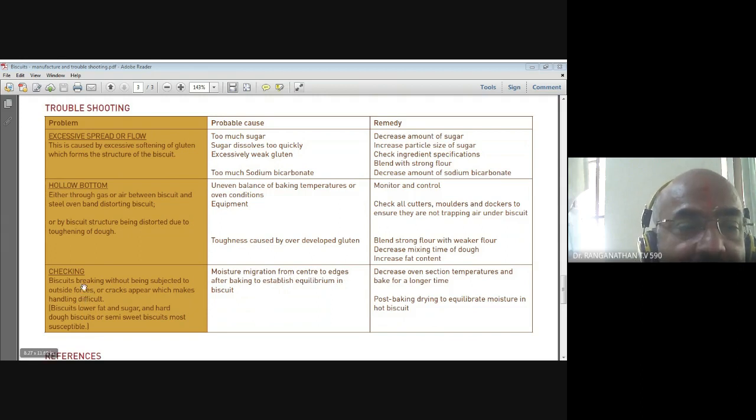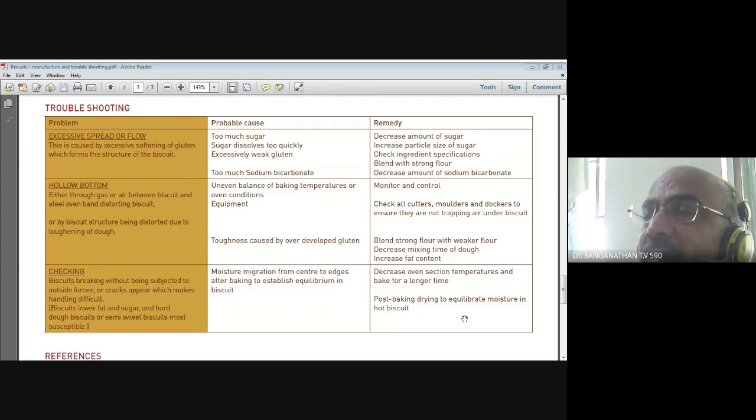So here, biscuits break without being subject to outside forces. Biscuits with lower fat and sugar, and hard dough biscuits, are mostly susceptible to this. This is because of the change in moisture, or moisture migration. This is because of excess temperature. The remedy is a decreased oven section temperature and post baking drying to equilibrate moisture in hot biscuits.